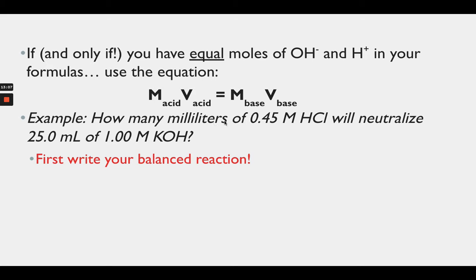How many milliliters of 0.45 molar hydrochloric acid will neutralize 25 milliliters of 1 molar KOH? Now let's see if we can use this shortcut by writing the balanced equation between hydrochloric acid and potassium hydroxide. If you write the balanced equation, you can see that it's a 1:1 ratio. Since it's a 1:1 ratio, we don't have to do the stoichiometry. We know that it's just going to give us the same thing. So we can use this shortcut.